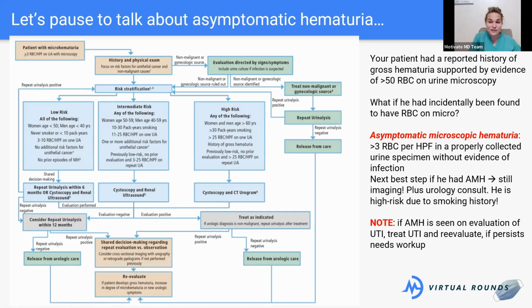Had he had microscopic hematuria where he wasn't seeing it, but on microscopy we saw maybe 4 red blood cells or something, he would still fall into this category because he's had 35 pack years of smoking. So that's where it's important to think about all of the risk factors. And this is the algorithm of how you would work a patient up when they come in with either gross hematuria or microscopic.